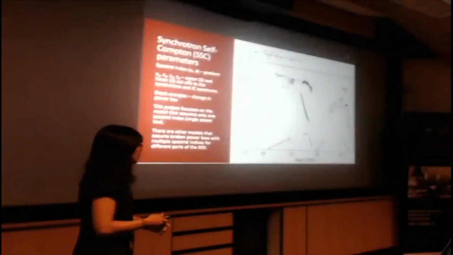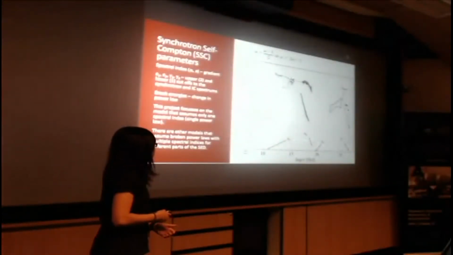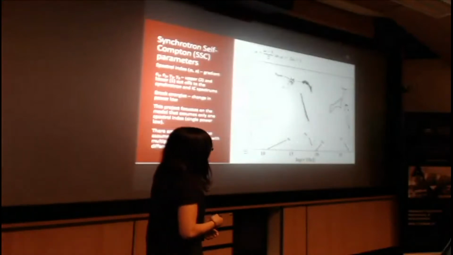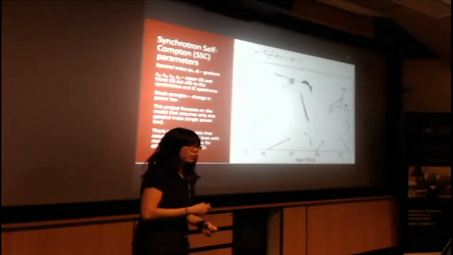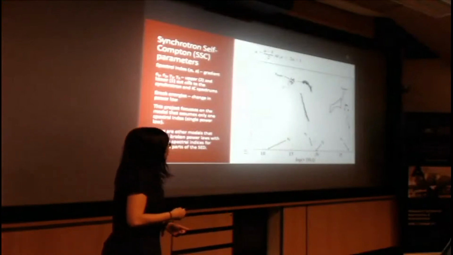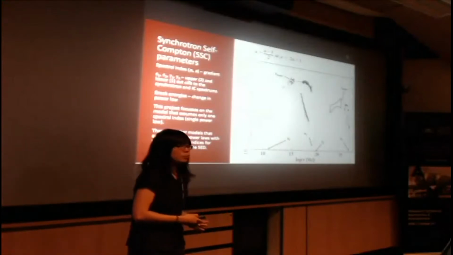In the model, there are a few very important parameters, like these ones down here. Epsilon 1, 2, gamma 1, and 2 are the maximum and the minimum energy for the synchrotron and the inverse Compton peaks.